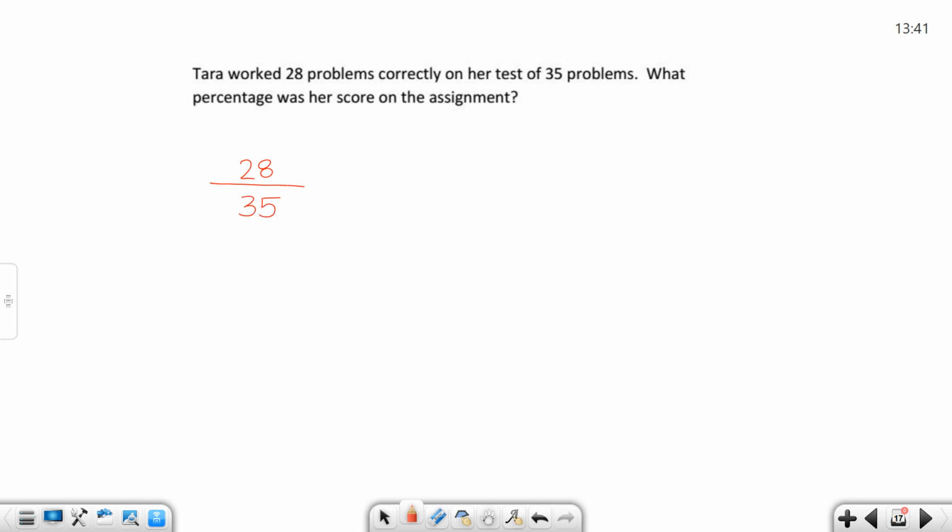Okay, so I see that those have a common factor of 7. This is 7 times 4, and this is 7 times 5. Okay, so the 7's cancel out, and so that means she worked 4 out of every 5 correctly.